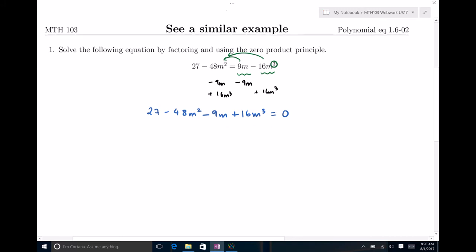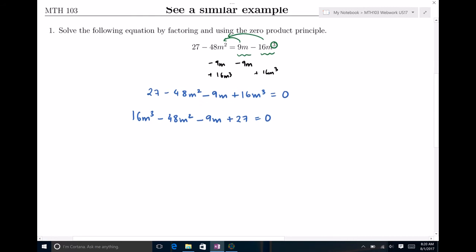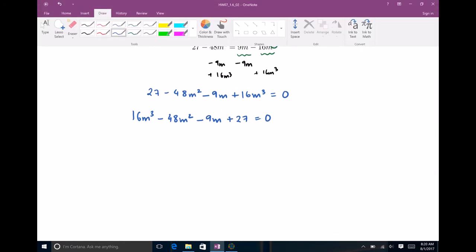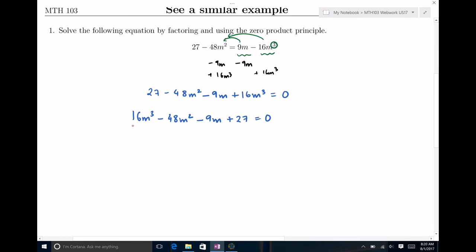Now I'm going to rearrange these terms, starting with the term that has the highest degree, 16m cubed, followed by the next highest degree, 48m squared, and then followed by negative 9m, and finally the constant, that's positive 27, equals 0. We have to factor this. Since this is not a quadratic equation, we're going to have to do some grouping.